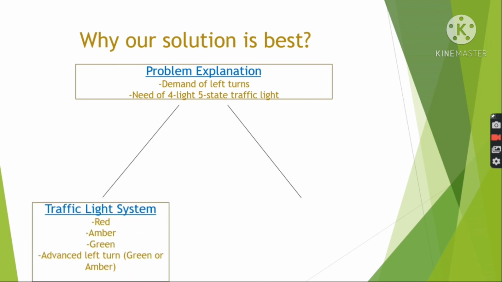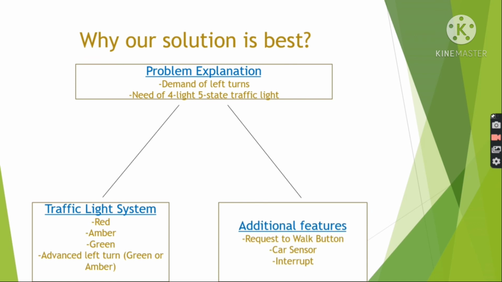Second, we discussed the 4 light 5 state traffic light system, what it consists of and how it works. Third, we discussed the additional features of this 4 light 5 state traffic system, which consist of a request to walk button, car sensor, and interrupt. And that's it.